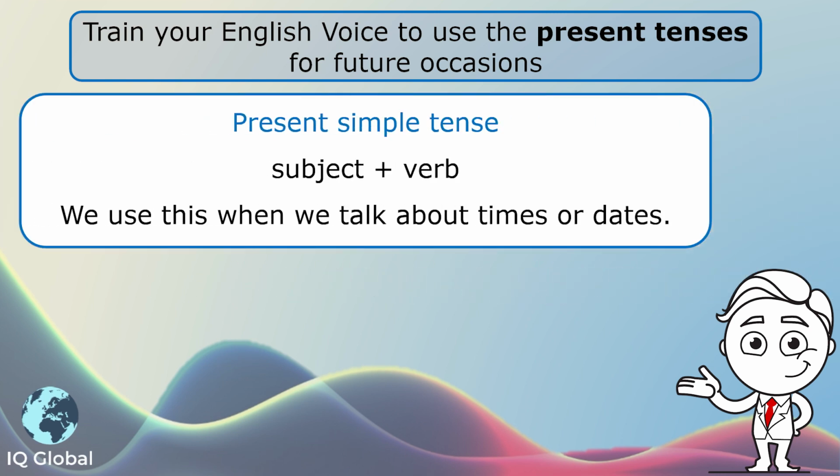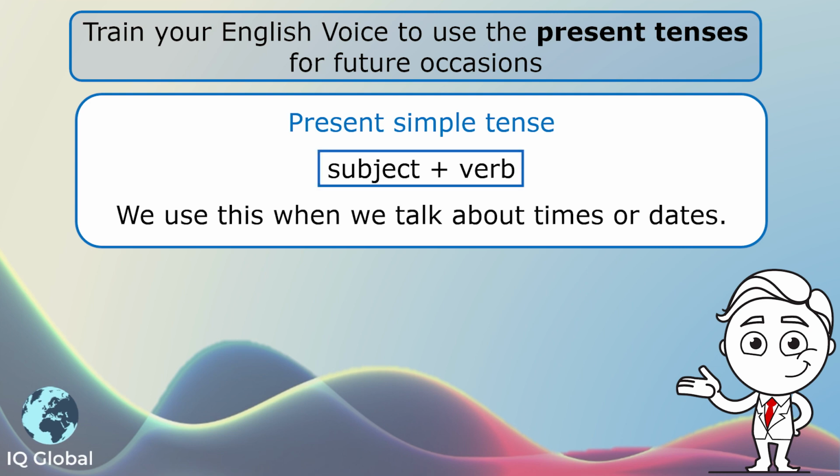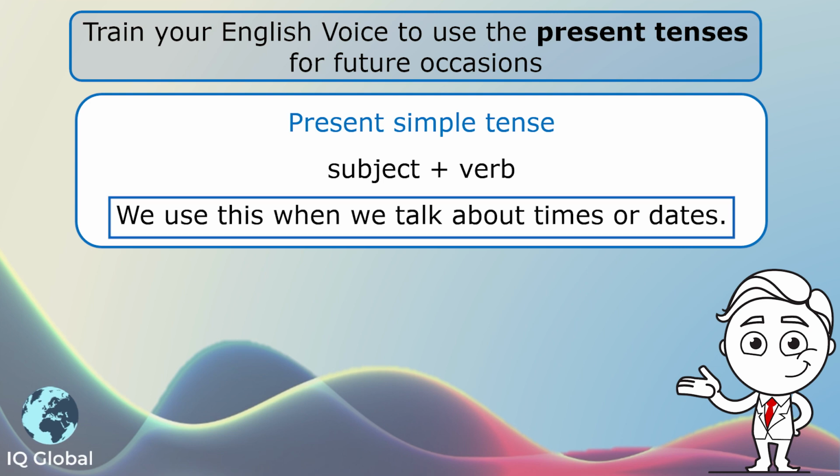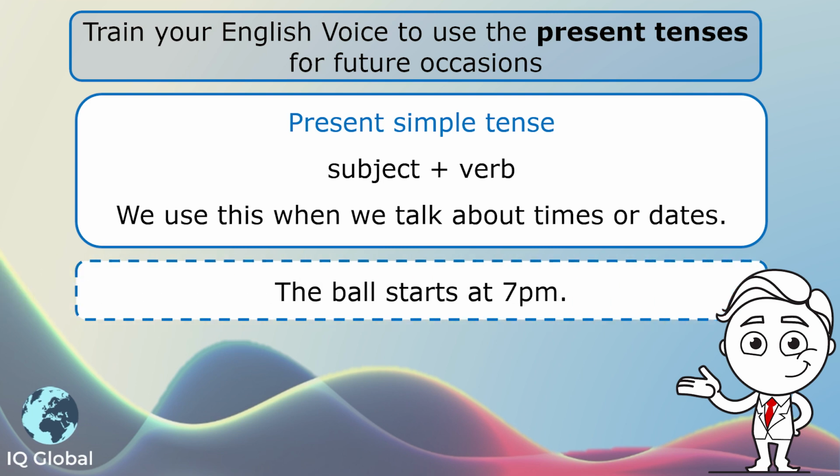We can also use present simple tense, and here the structure is subject plus verb. We use this when we talk about times or dates. So have a look at the sentence example. The ball starts at 7 p.m.